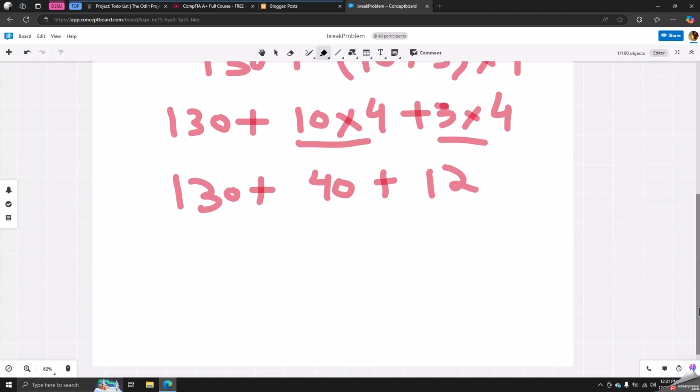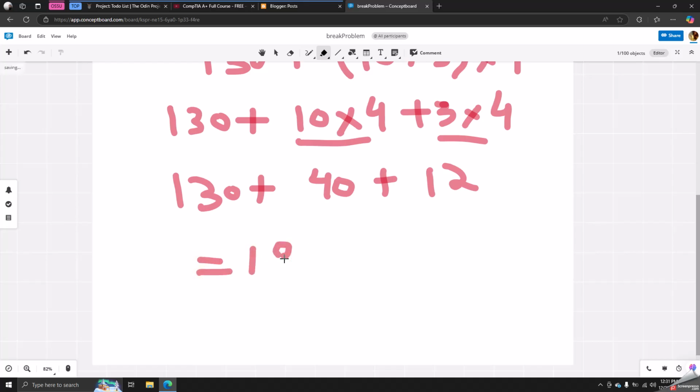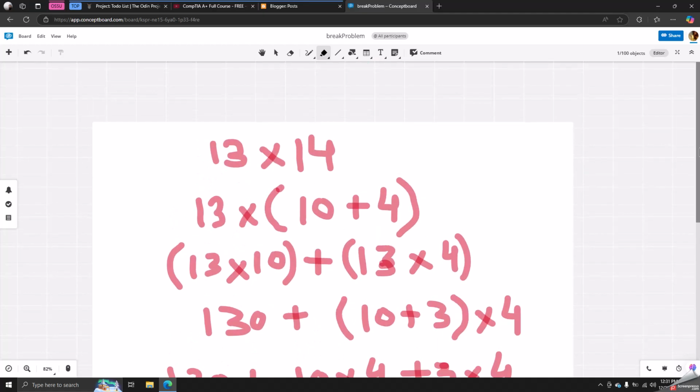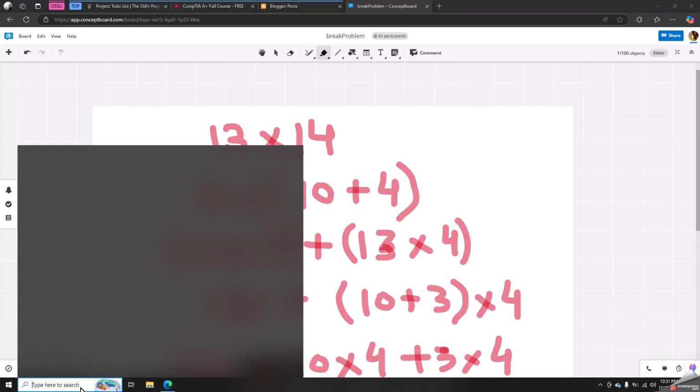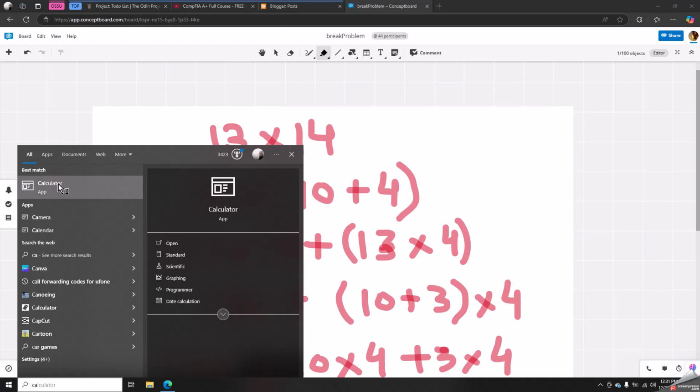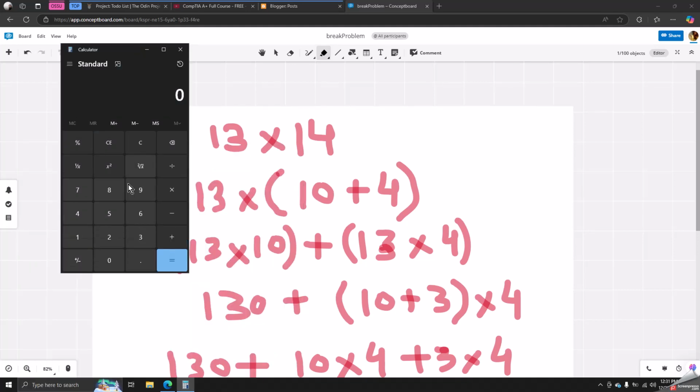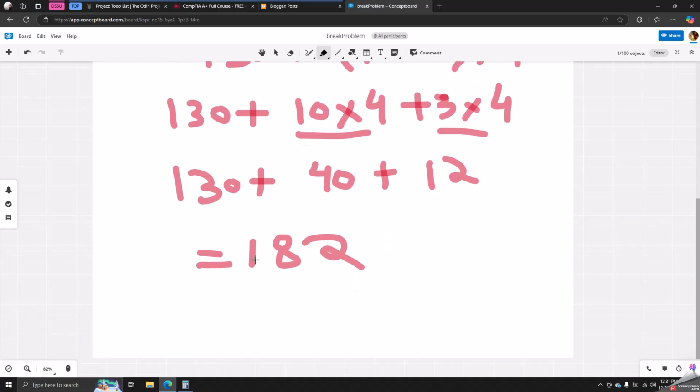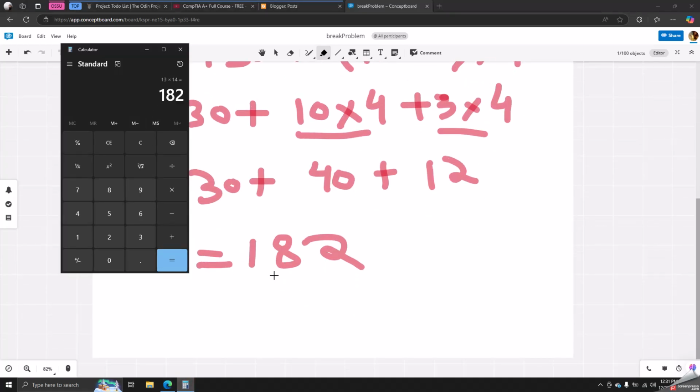So now we just need to add all of these together. So 130 plus 40 is 170, right? And 170 plus 12 is 182, right? So the answer is 182. Let me validate this answer with the calculator. 13 times 14 is what? 182, and if I check the answer here, I got the same answer, 182, right?